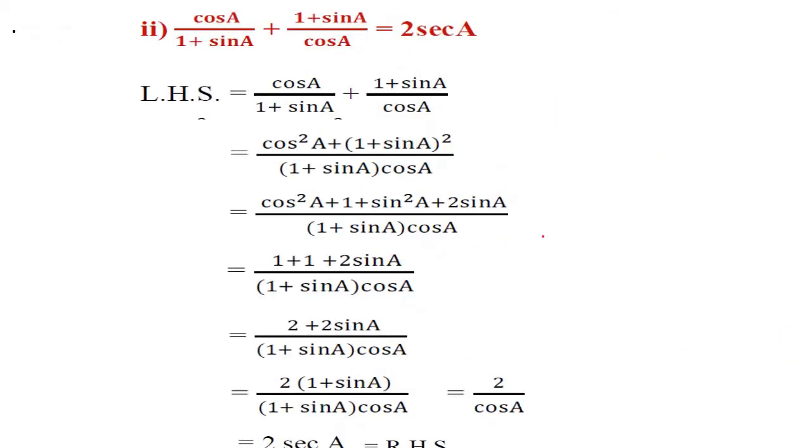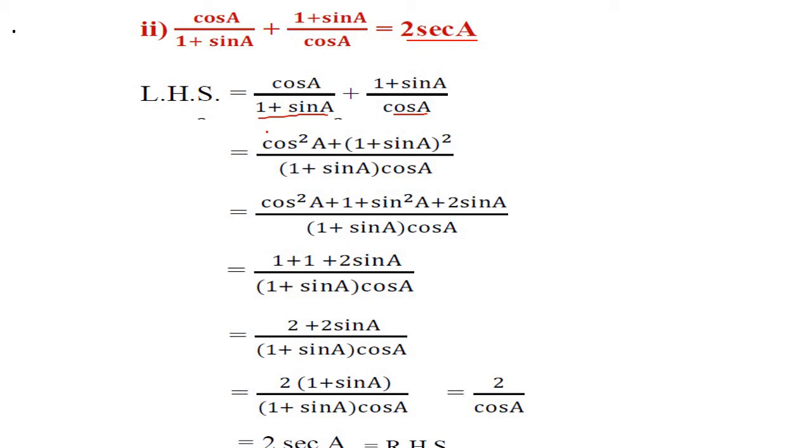Next problem. Cos A divided by (1 plus sin A) plus (1 plus sin A) divided by cos A is equal to 2 secant A. You have to prove 2 secant A. Let us write the LHS as it is. Now the LCM of the LHS is (1 plus sin A) into cos A.